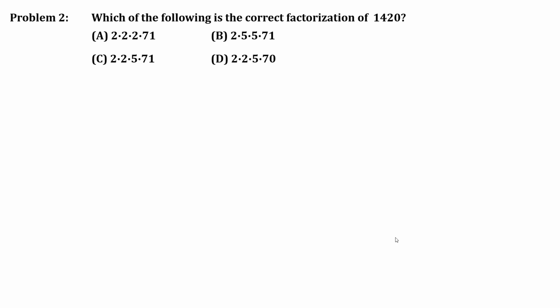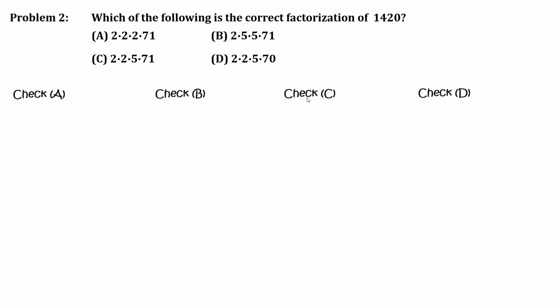Okay. Problem two, if I give you a number, 1,420, which of the following is the correct factorization? So this is a multiple choice question, and the rest of the problems are going to be multiple choice too. A, 2 times 2 times 2 times 71. B, 2 times 5 times 5 times 71. C, 2 times 2 times 5 times 71. D, 2 times 2 times 5 times 70. Which one of these is the correct factorization of 1,420?